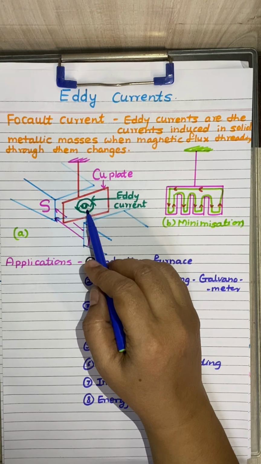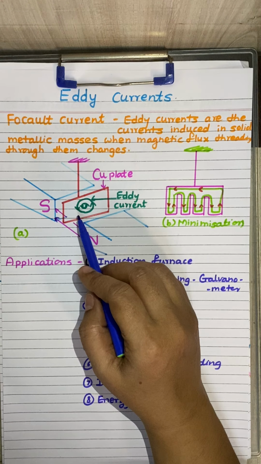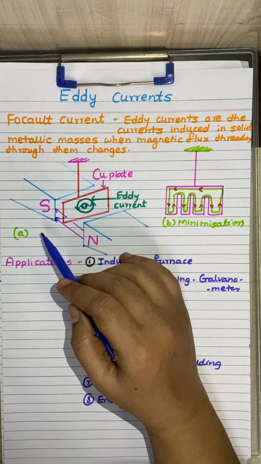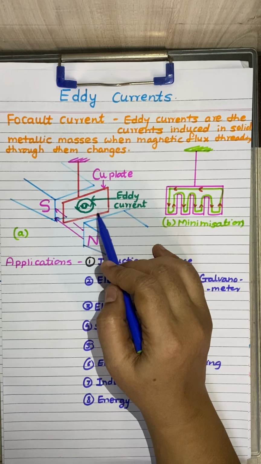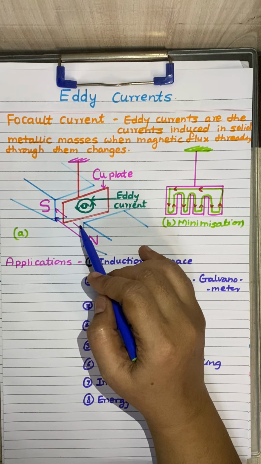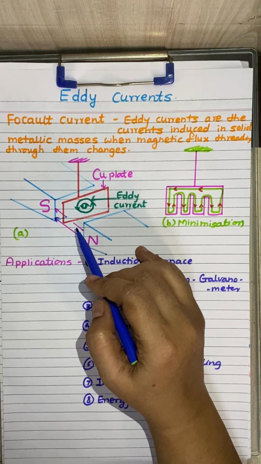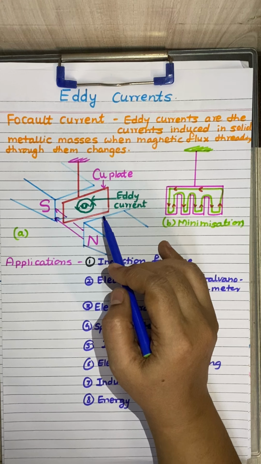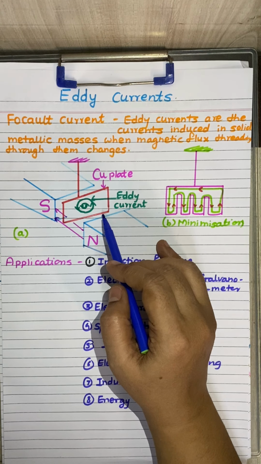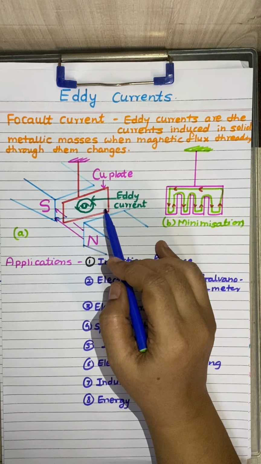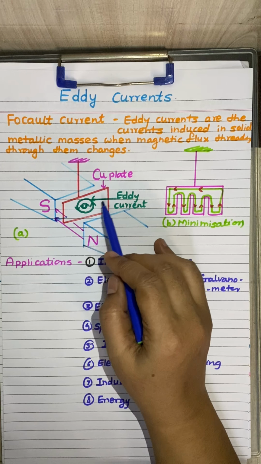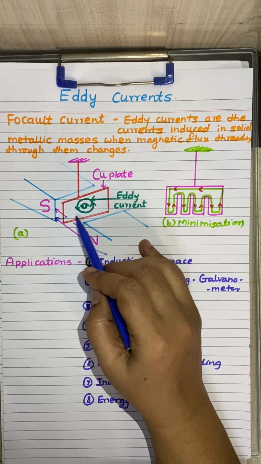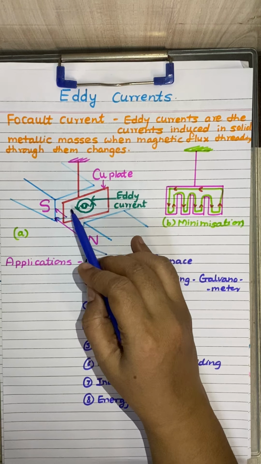Why does this happen? This is because the copper plate moves between the pole pieces of the magnet, and the magnetic flux threading through it changes. Therefore, eddy currents are set up in it, which, according to Lenz's law, oppose the motion of the copper plate, because the motion of the copper plate was what caused the electrons to move in circular paths.